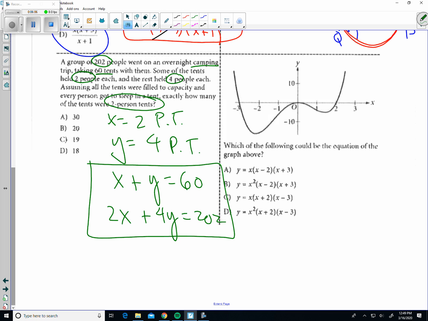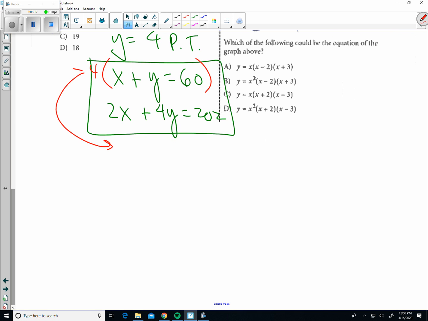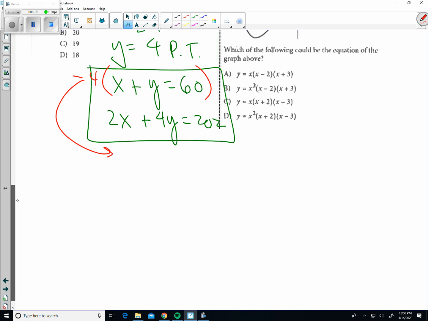So that's my x, so I got to eliminate my y. If I take the top equation and multiply it by -4, that will remove my y from that system, which would then leave me with an x-only equation.